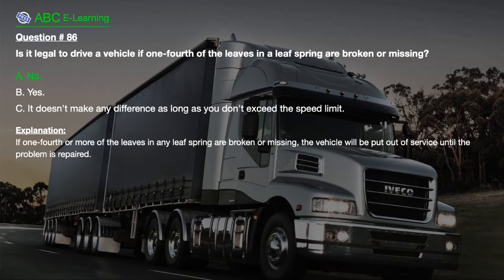The correct answer is here. A. No. Explanation. If 1/4 or more of the leaves in any leaf spring are broken or missing, the vehicle will be put out of service until the problem is repaired.